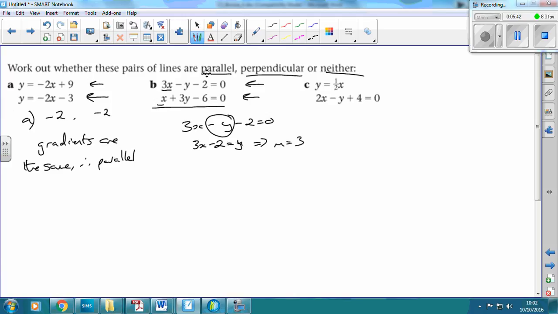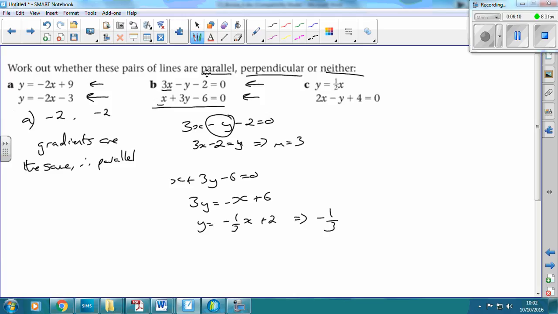Let's do the same for this one. So x plus 3y minus 6 equals 0. 3y equals minus x plus 6. y equals minus 1/3 or minus x over 3 plus 2. So here we can see that the gradient, now we've got it in y equals something, equals minus 1/3.